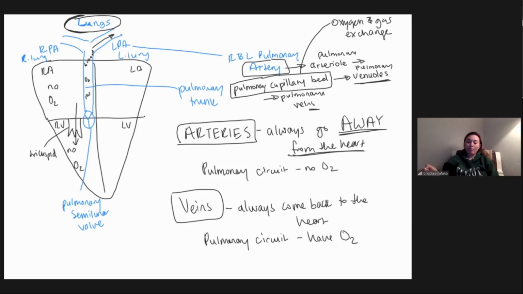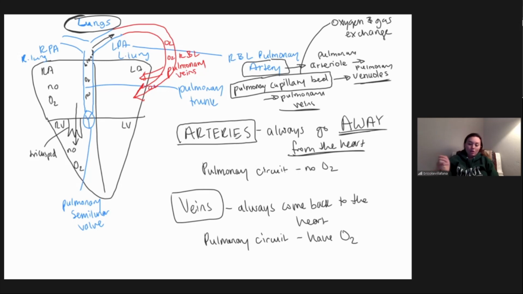Pulmonary venules, pulmonary veins are going to bring blood back to the heart. This time the blood has oxygen in it, right? So these are our pulmonary veins. And there is a right and a left pulmonary vein. And remember, the pulmonary veins now have oxygen. Oxygen is in the pulmonary veins.